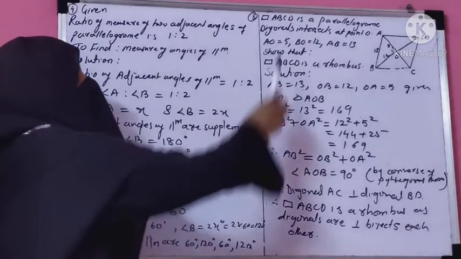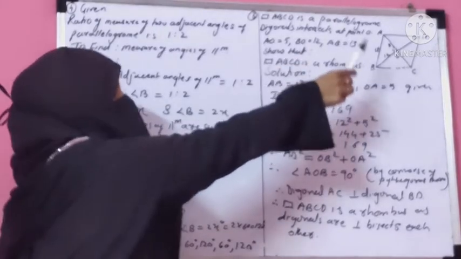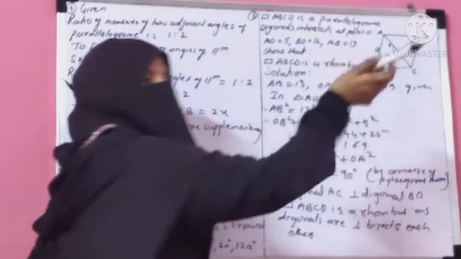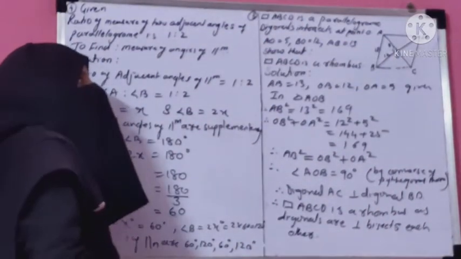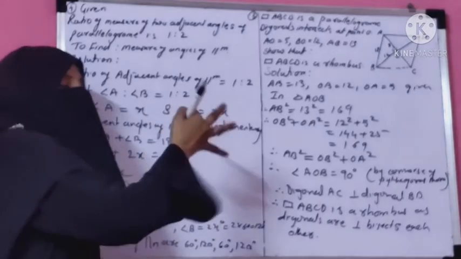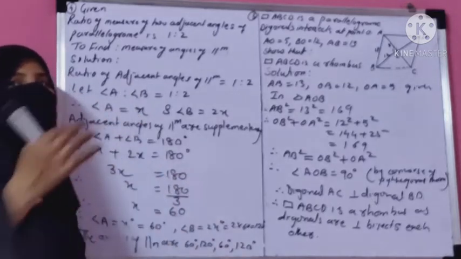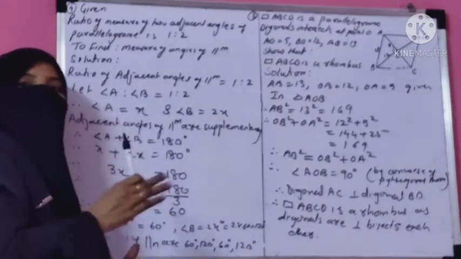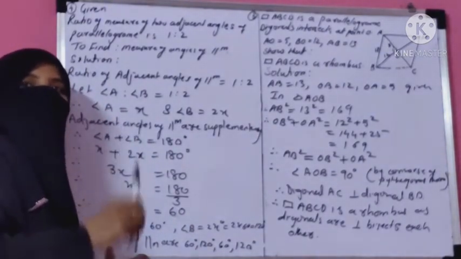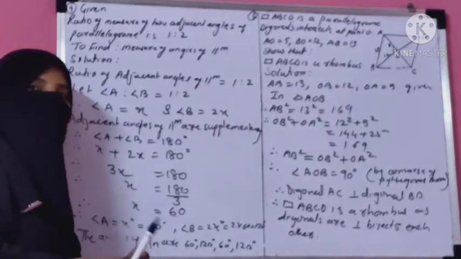So again see here, given is this quadrilateral is a parallelogram, and in this parallelogram diagonals bisect each other. Here OA is 5, OB is 12 and AB is 13, and you have to prove this quadrilateral is a rhombus. The question is only about the diagonals. Then we have to focus on the properties of diagonals in a parallelogram and in a rhombus. In a parallelogram, diagonals just bisect each other, but in a rhombus, diagonals perpendicular bisect each other. That means intersect at 90 degrees. So we have to prove here the diagonals are perpendicular bisect each other.